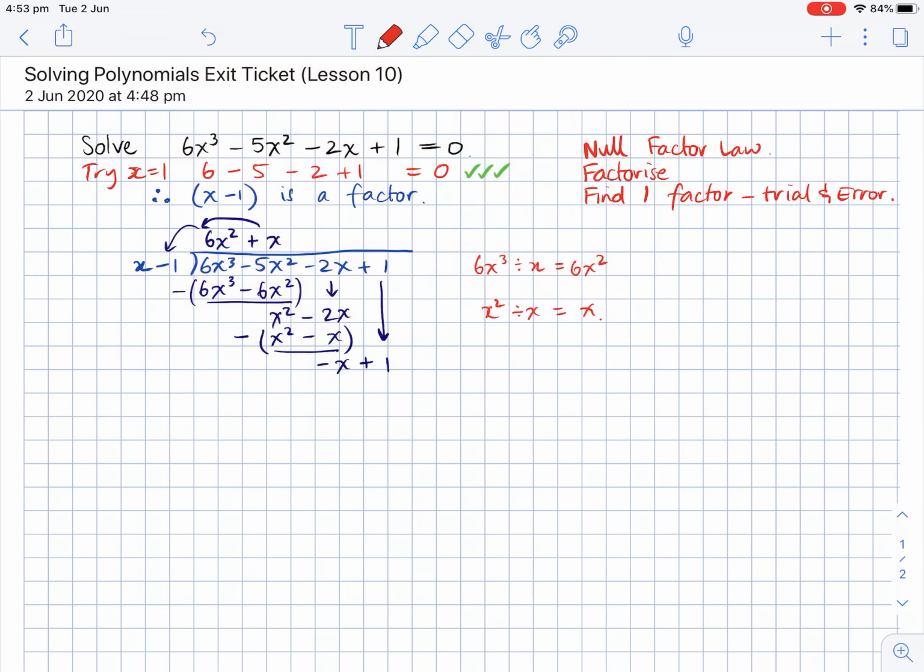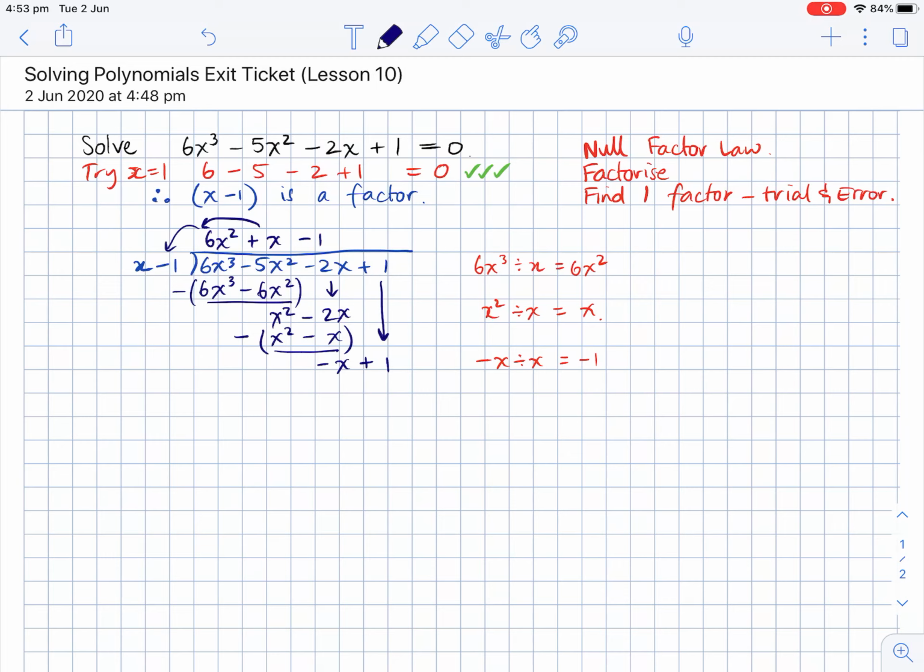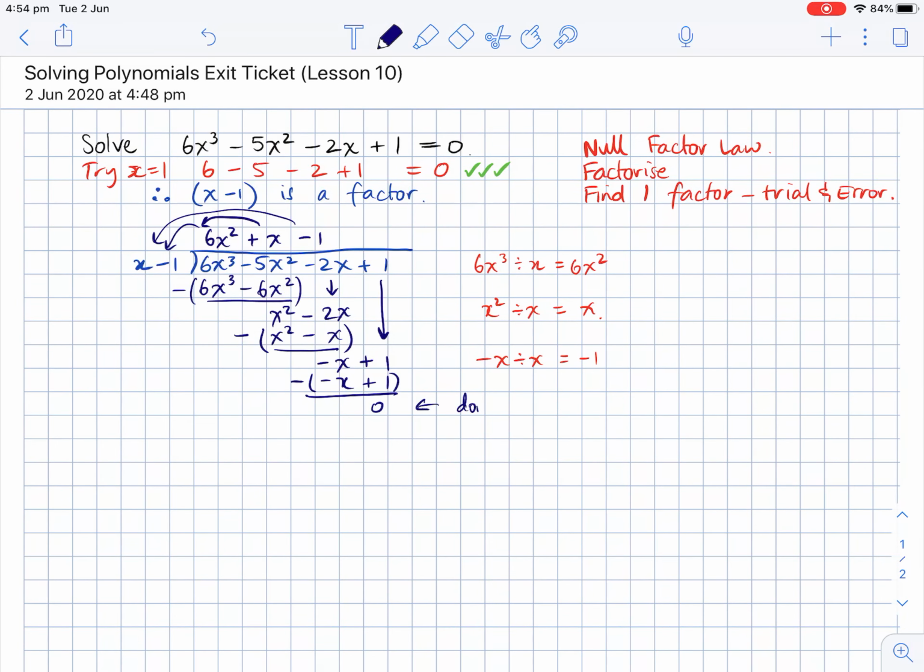So now I need to do negative x divided by x, and that is equal to negative 1. So I put down my negative 1, and again, times it out the front. Negative 1 times x is negative x. Negative 1 times negative 1 is positive 1. And when I subtract these, I get an answer of 0. And that's perfect because that's a nice double check that the remainder was 0.